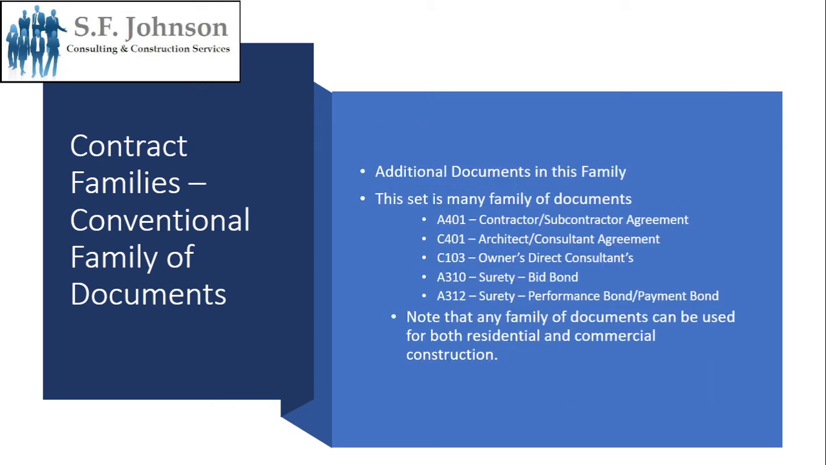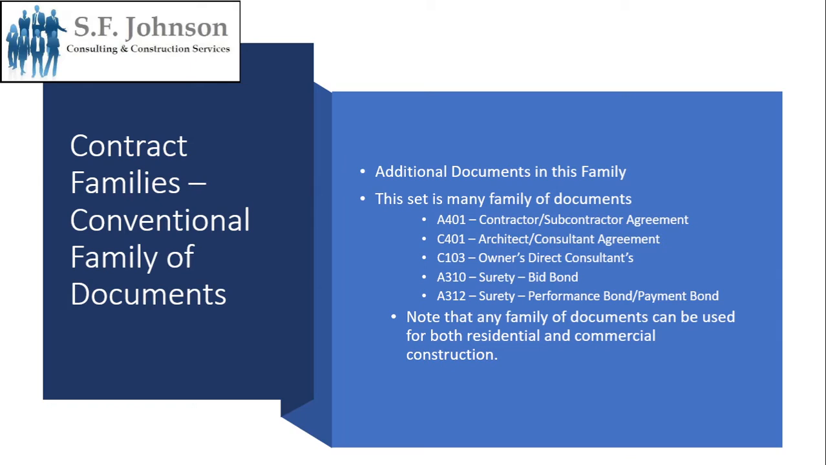So now let's talk about some of the common forms that are in all of the families. Okay, so these sets are in many of the family of documents. So A401 is the contractor subcontractor agreement. C401, architect consultant agreement. And these are all agreements between, as noted. So we have an agreement between now the contractor and the subcontractor. Have agreement between the architect and any consultant that may be hired. C103 is the owner's direct consultants agreement.